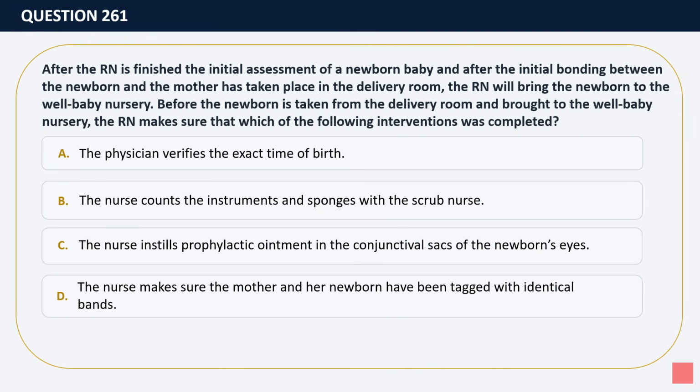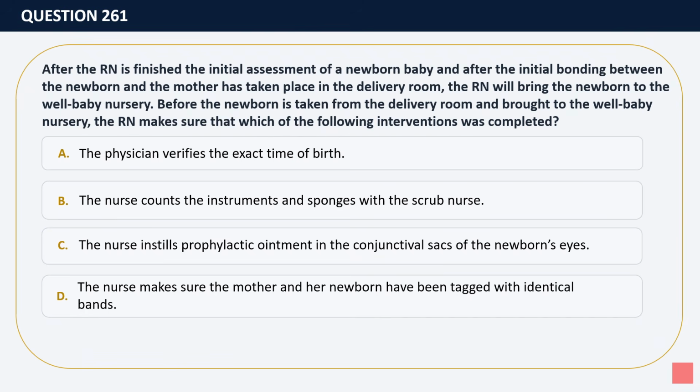Question 261. After the RN is finished the initial assessment of a newborn baby and after the initial bonding between the newborn and the mother has taken place in the delivery room, the RN will bring the newborn to the well-baby nursery. Before the newborn is taken from the delivery room and brought to the well-baby nursery, the RN makes sure that which of the following interventions was completed?